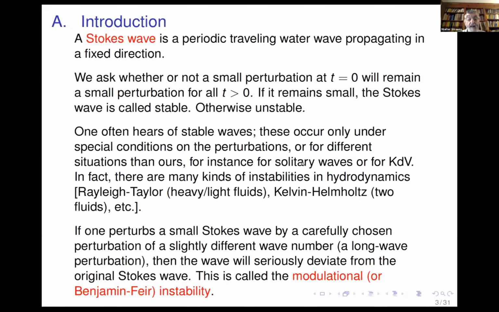If you make a small perturbation initially of the wave number, then modulation instability means that you really get instability, that the waves really deviate from the original Stokes wave. This is sometimes called the Benjamin-Feir instability.